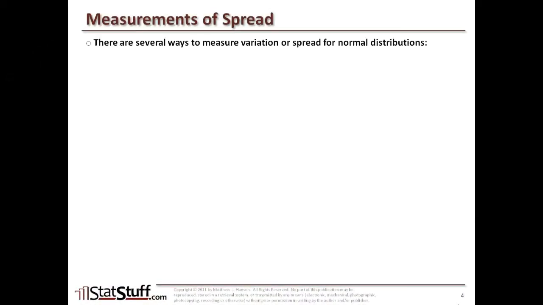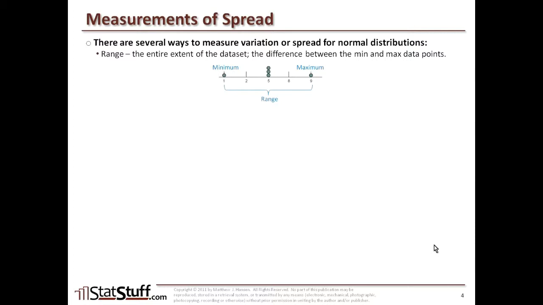Okay, now let's talk about the various ways that we measure spread or variation. There are several ways that we can measure the variation or spread that we use for normal distributions. The first one is the range, and it reflects the entire extent of the data set, from the minimum all the way to the maximum, the greatest point. If we had this simple scale here of all of our plotted data points, the one at the lowest end would be the minimum, the one at the high end would be the maximum, and the distance between them would represent the total range, the minimum subtracted from the maximum.